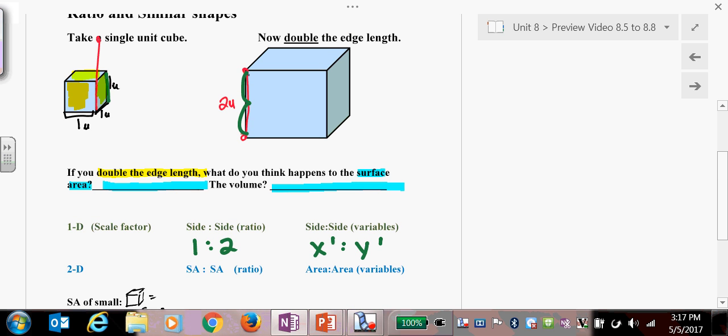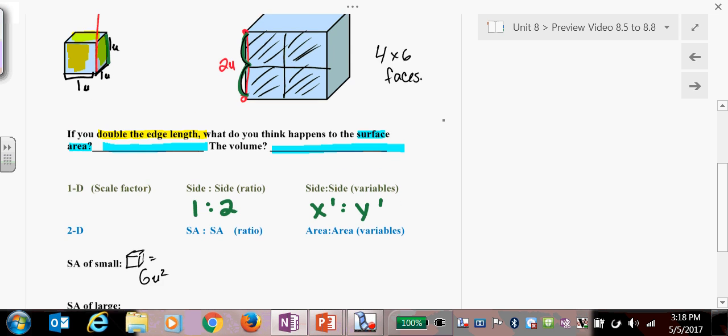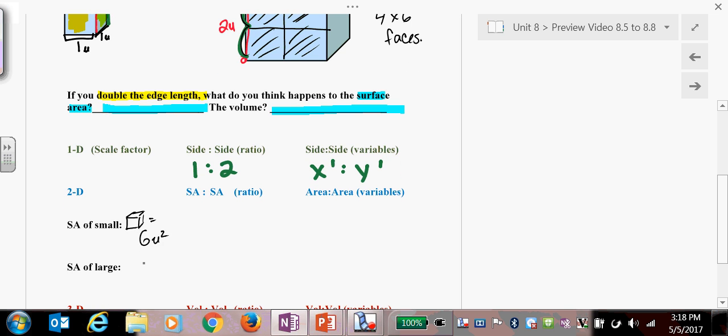Now in our large one, this is 2 units this way, so look here carefully. So we have 4 squared units per face times 6 spaces, because you have a front, back, top, bottom, left, right. So our total surface area is going to be 24 units squared.